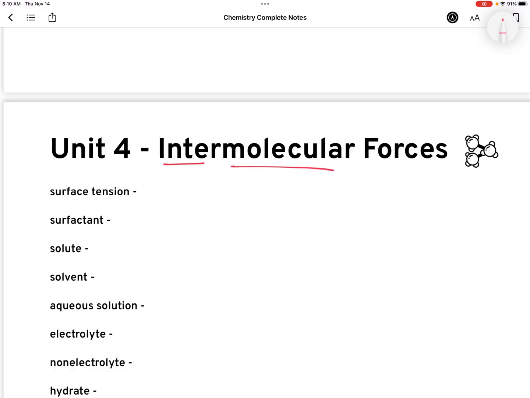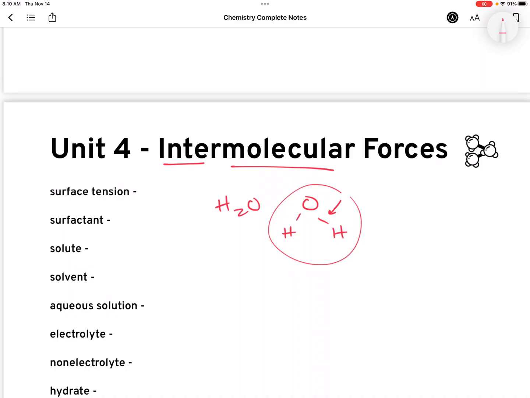Alright, so before in chapter 3 we talked about intramolecular compounds. So for example, if we have H2O, what we're looking at is an oxygen bonding with hydrogens like this. Now, these bonds are intramolecular forces. They're happening within the molecule itself.